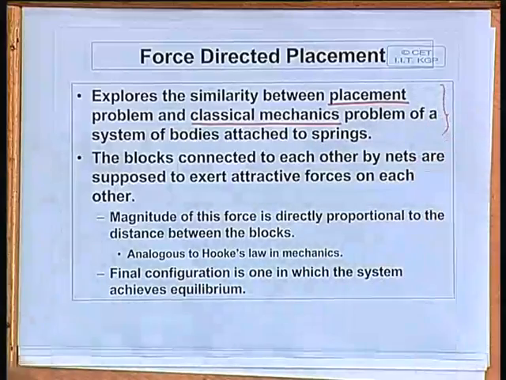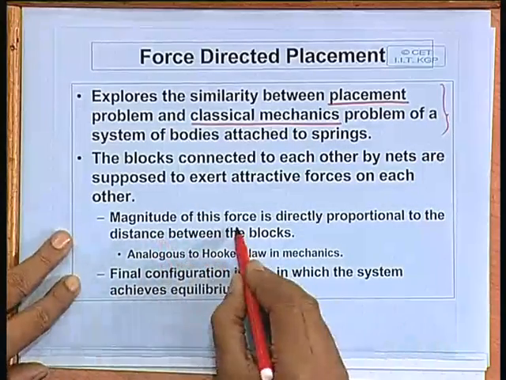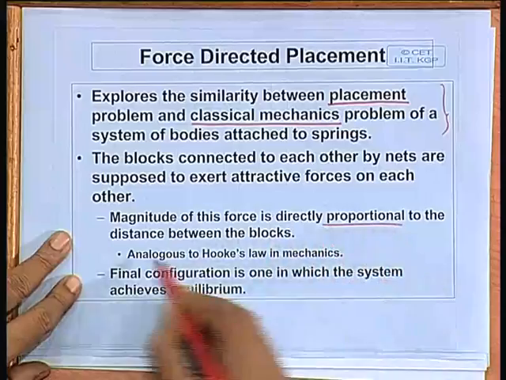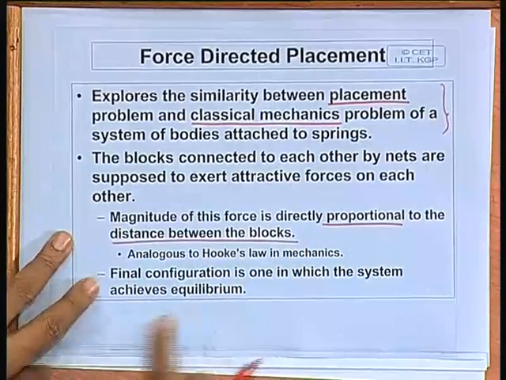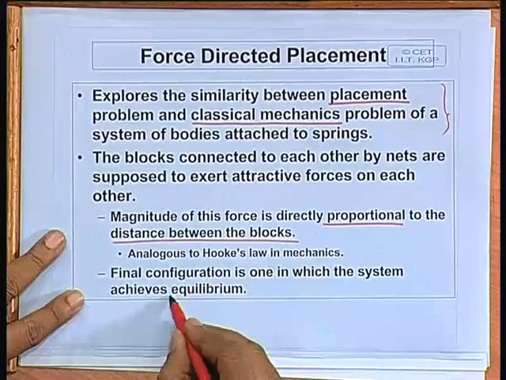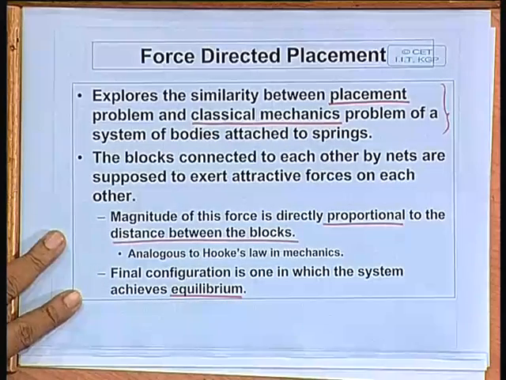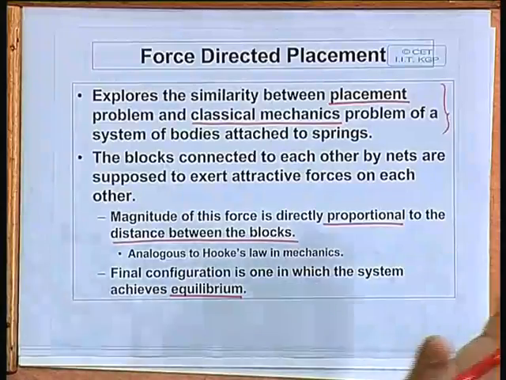Okay. So, it tries to use this analogy. The magnitude of the force is directly proportional to the distance between the blocks, and the objective is to obtain a final configuration which is the equilibrium condition, where the net force exerted on each block is 0. That is the final configuration. If you can find a placement which satisfies this, that is your best placement. Okay, so in terms of concept, it is very interesting.